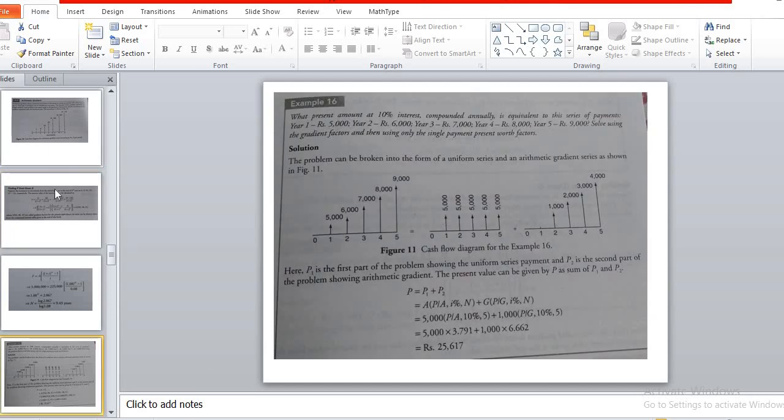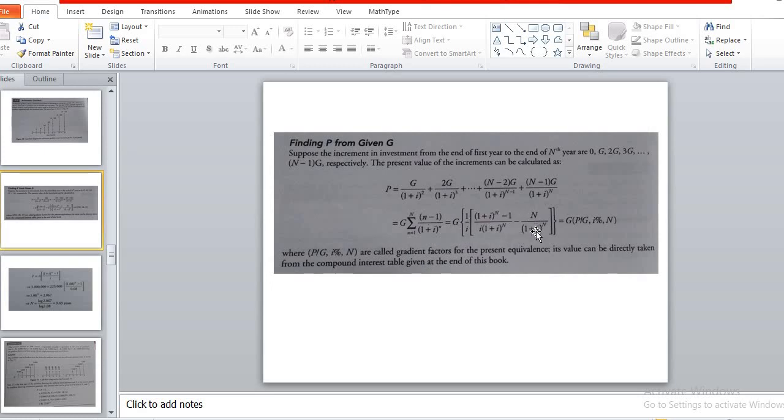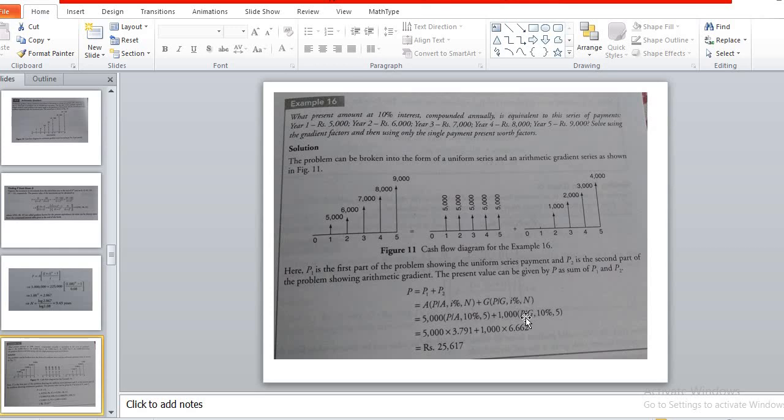In this curly bracket, n is the number of years and I is the interest rate. We put in whatever values are given, and we will find this P by G factor. This factor comes as 6.662. And the P by A factor, which we already went through, is nothing but like this.